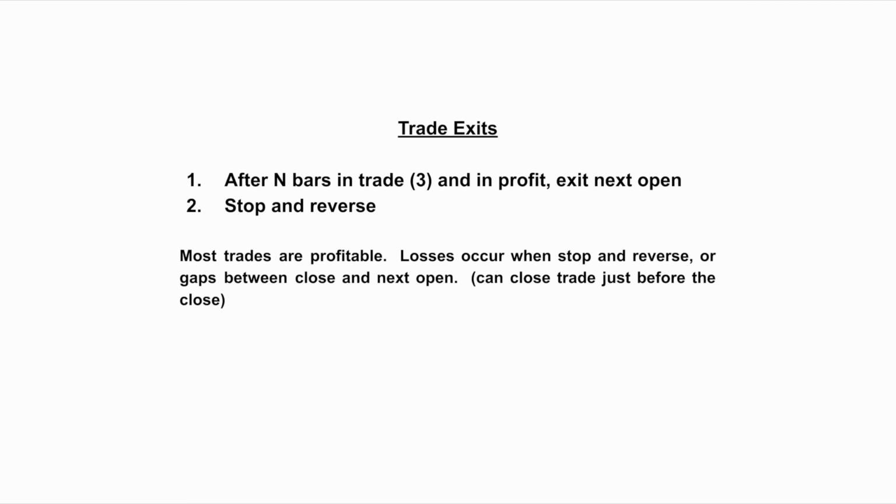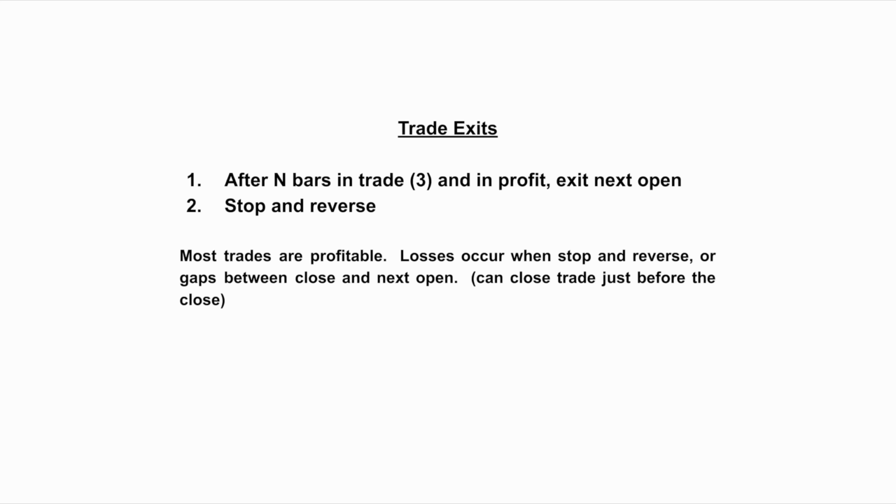Trade exits, really easy. Number one, this is our main exit. We're going to exit after n bars in the trade, and we're going to keep this at 3, but later on we might adjust it. So only after 3 days in the trade, at the end of the session at the close, we look to see if we're in profit. If we're in profit, we use the bailout exit, which means we're going to get out on the next open. If we're not in profit, then we leave the trade running and we check 24 hours later at the next close. If we're in profit, then we do exit. If we're not, we leave the trade running, and so on.